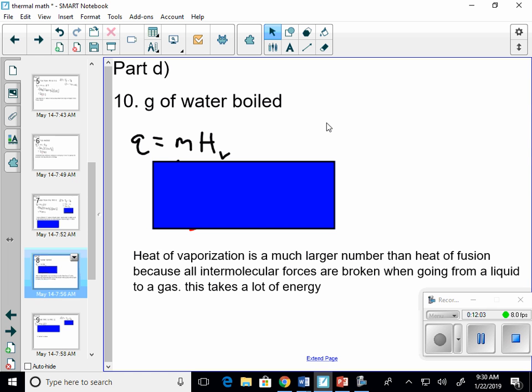As you're doing that, I'll just read the statement I have at the bottom of that page. It says the heat of vaporization value that you're looking up is a much larger number than the heat of fusion, because when you vaporize, you are breaking all intermolecular forces. There is no attraction when it's gases. When you go from a solid to a liquid, heat of fusion, you're just loosening things up.